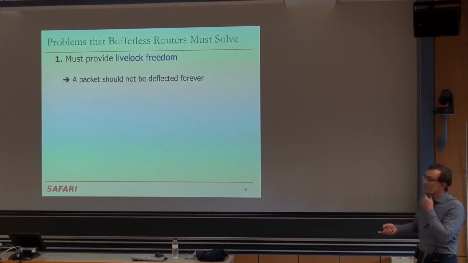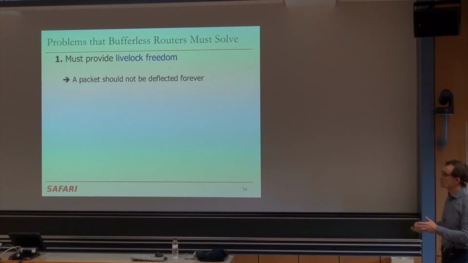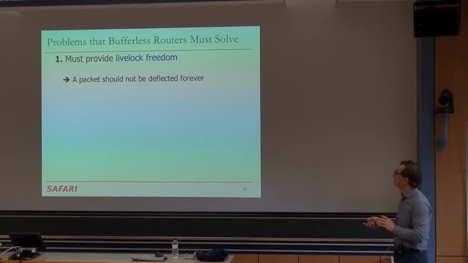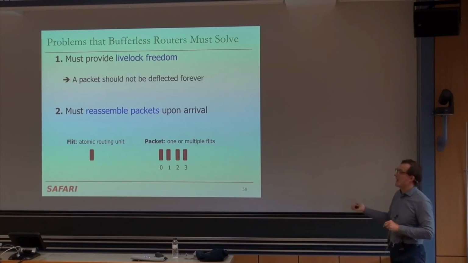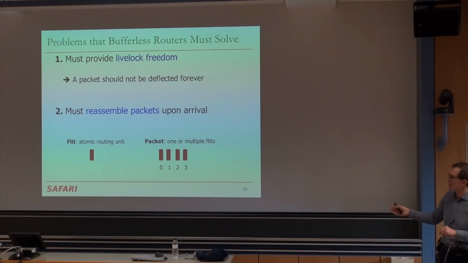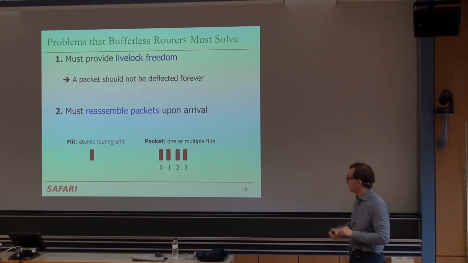So what are the problems that a bufferless router must solve? First of all, it must provide live lock freedom, and we knew that very well. A packet should not be deflected forever. And it must reassemble packets upon arrival because of this reordering that we've discussed.